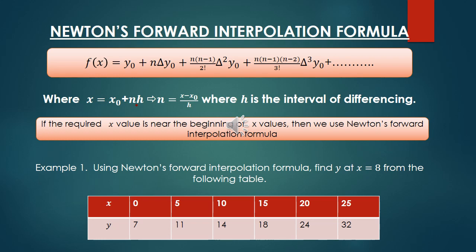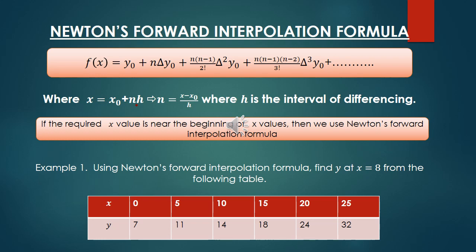Then the question is, when do we use Newton's forward interpolation formula? If the required x value is near the beginning of the x values, then we use Newton's forward interpolation formula. From the problem part, we can easily understand this statement. For the first example, using Newton's forward interpolation formula, find y at x equal to 8 from the following table.